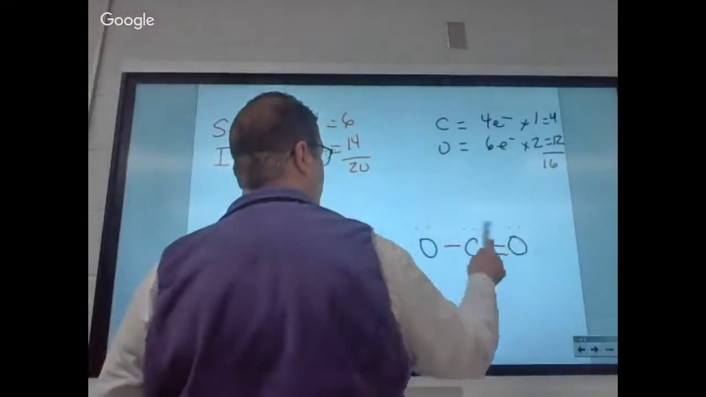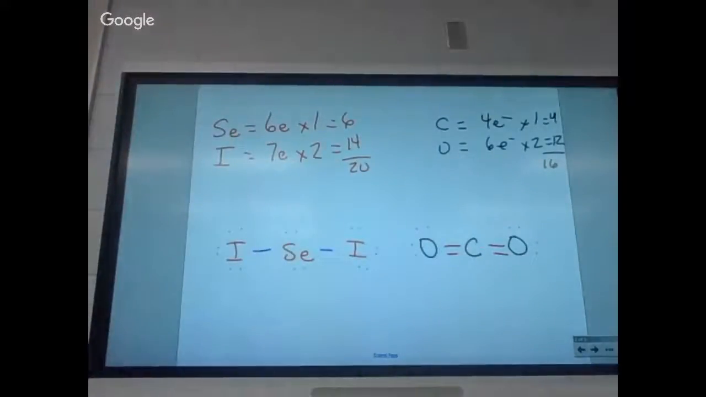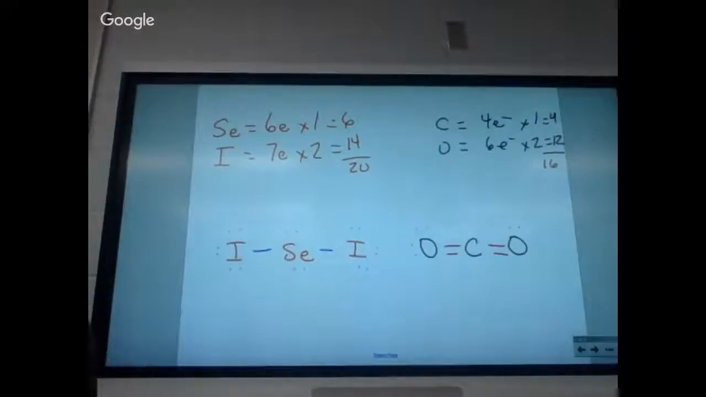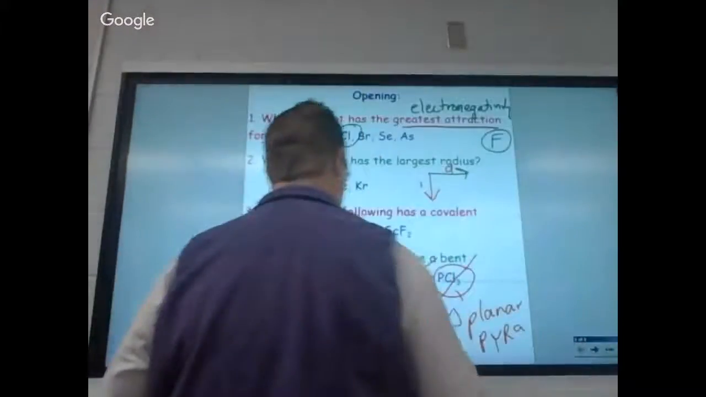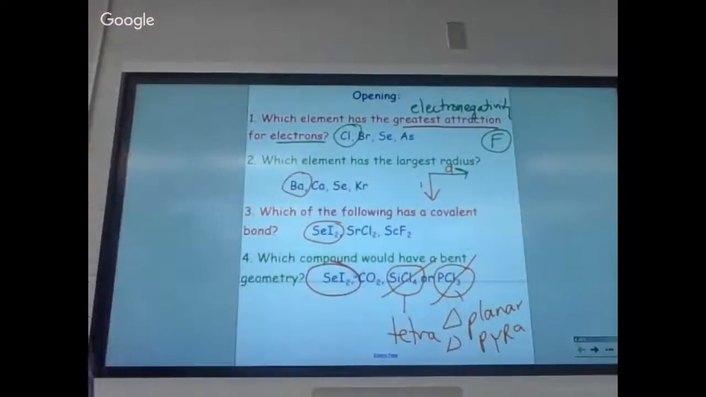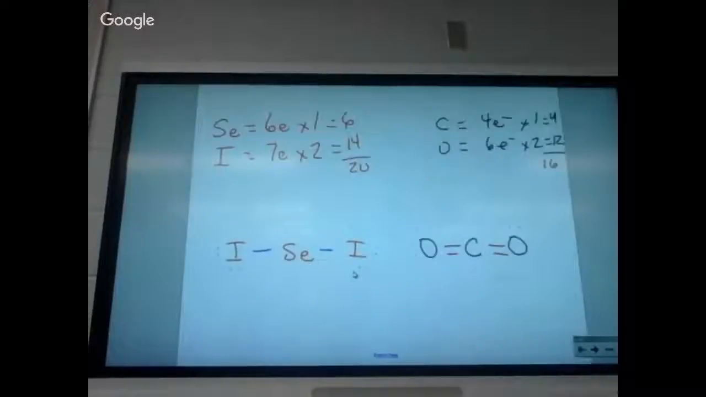What do you look for to be bent? So who's bent? The one with the iodines. So SeI2 is bent. Questions? See how we eliminated based on the formula? So you didn't have to draw everybody? Okay. Wait, can you go back to the geometry for the one there? Yeah. Okay.